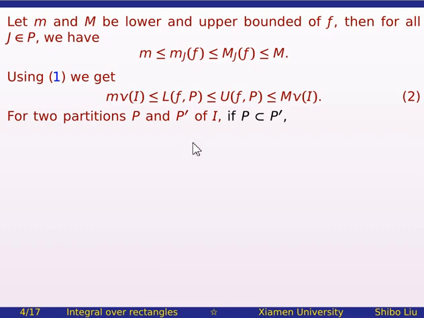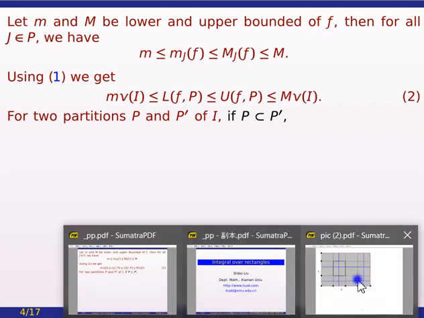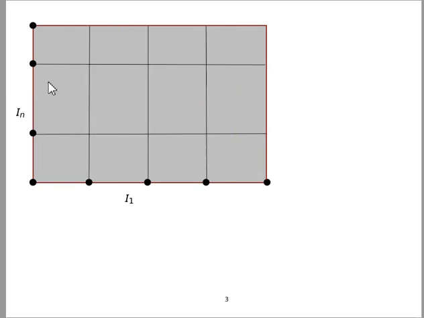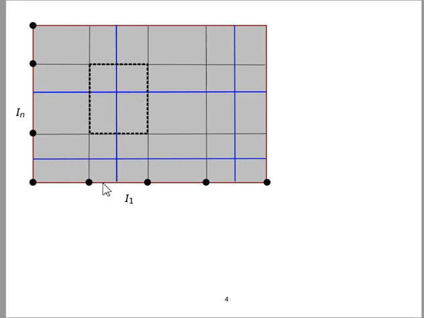So suppose P is a subset of P prime. In this picture, our P prime is not just the blue lines. Actually, our P prime is all the lines, blue and black. P is the partition shown in this picture by the black lines, and P prime adds more points on the edges, that is, the partition determined by the blue and the black lines.